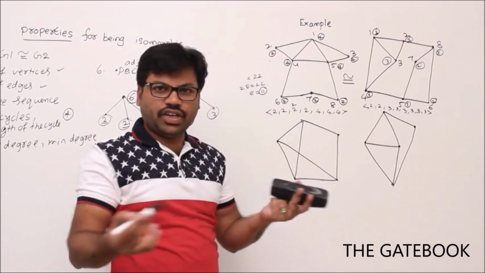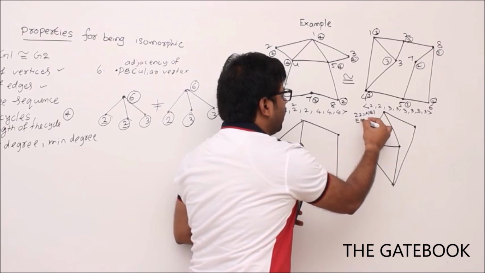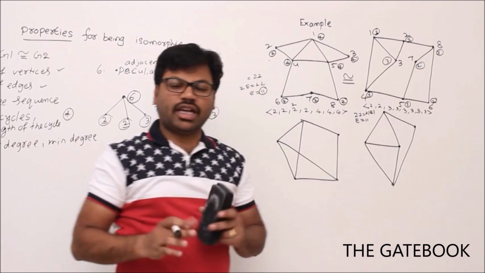Sum of the degrees is 22. 22 equal to twice the number of edges, then number of edges should be 11. Yes, number of edges are matching.